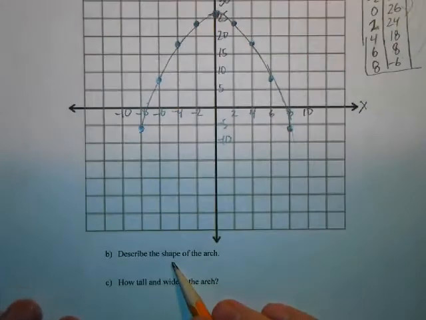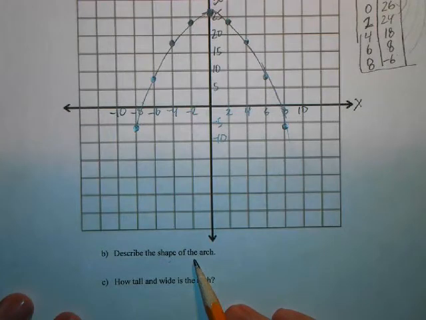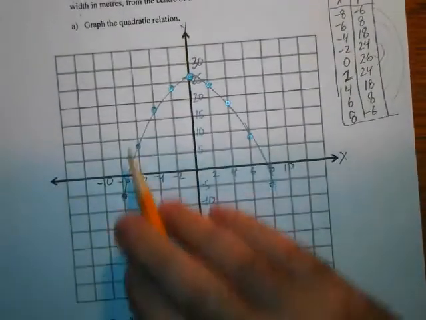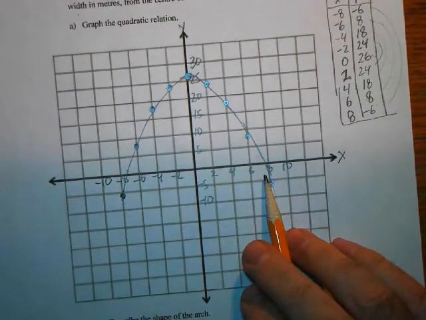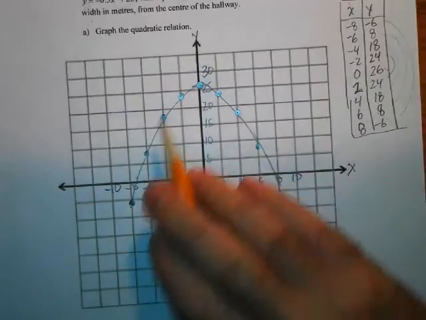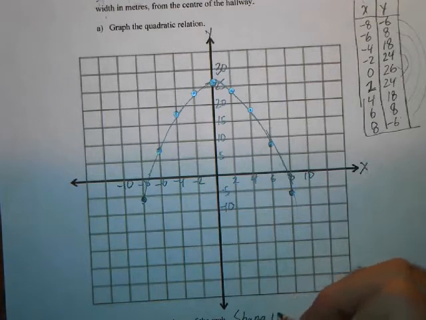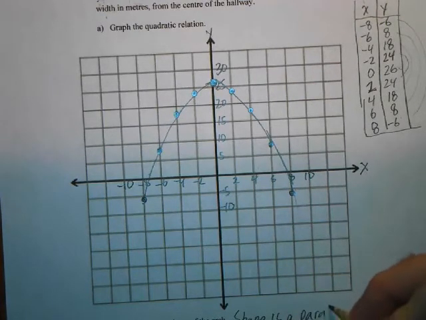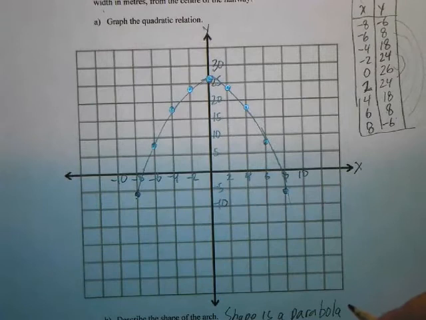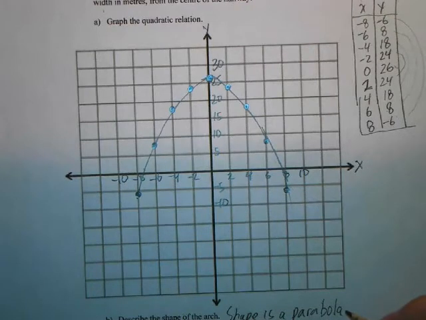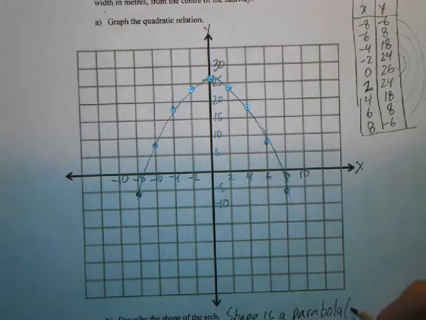Now, a couple of questions down here. Describe the shape of the arch. Well, we knew this was a quadratic from the equation, and we know quadratic relations have parabolas, and we've confirmed that with the actual graph. So the shape is a parabola. And please learn how to pronounce this right. It's not "parabola," it's "parabola." And you could say something has a parabolic shape, with "ic" at the end. And we could also say, just to clarify, it's opening down.